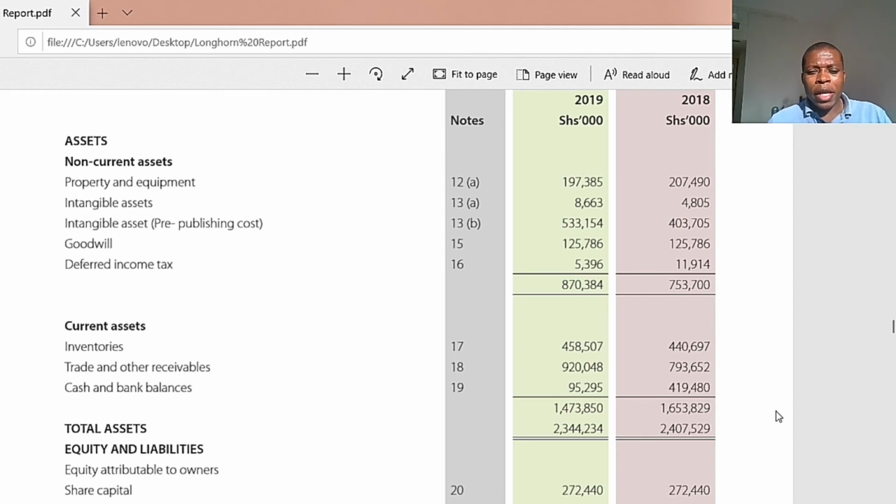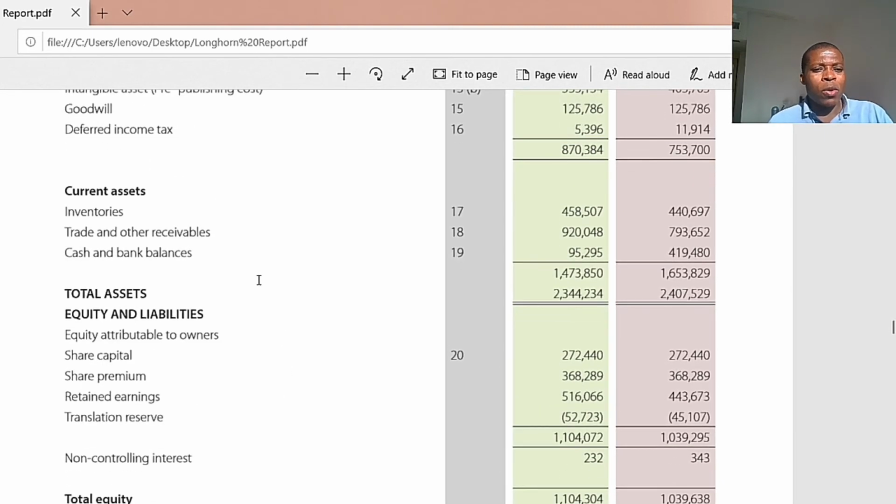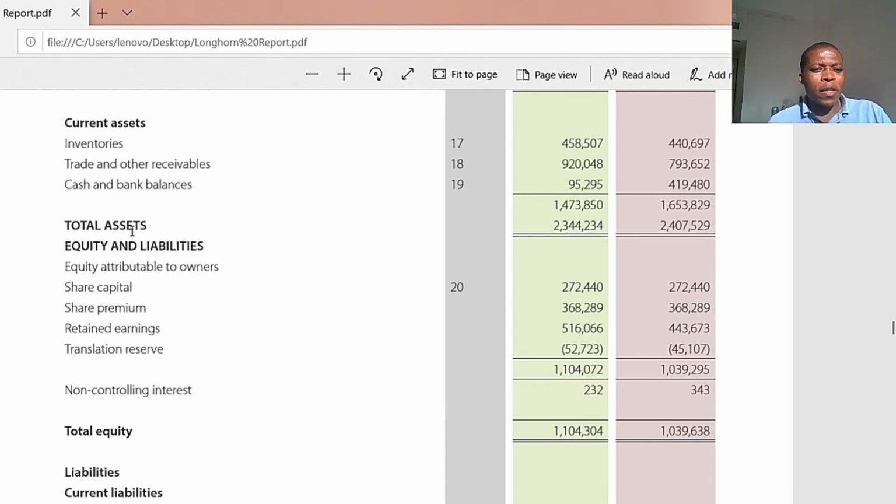Also, you can see it reduced, which is not a good sign, but as I told you, you need to give a picture of 5 to 6 years to check the clear picture of a company. So that's assets.